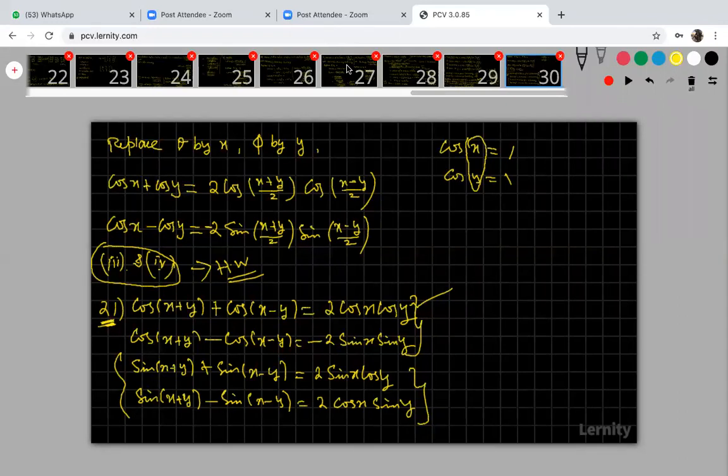The 21st identity is the homework one. Part of the 21st identity is already completed. Part of the 21st identity you have to complete. That is homework.